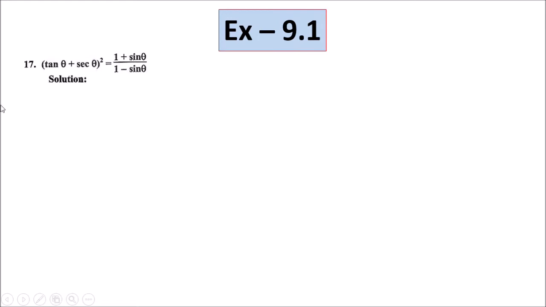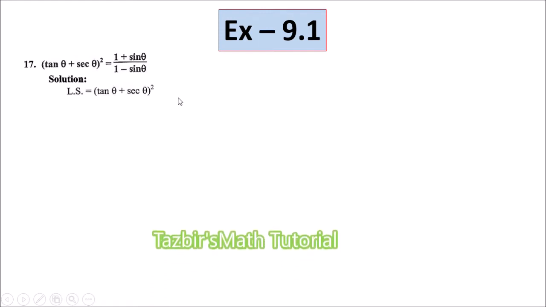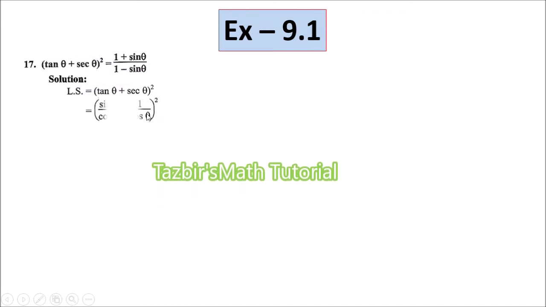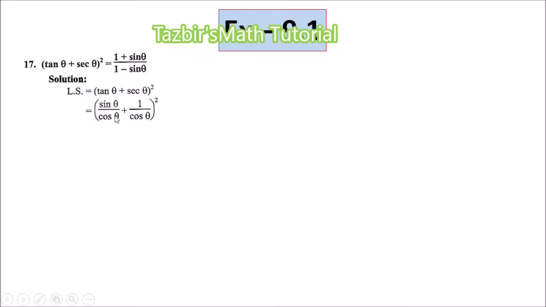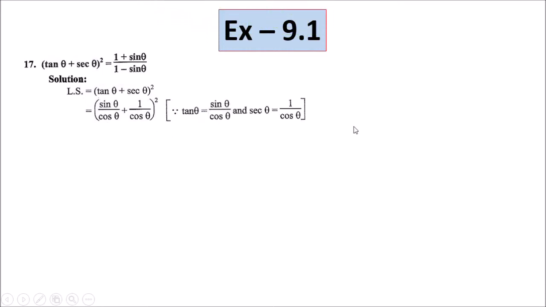So here number 17, tan theta plus sec theta whole square equal to 1 plus sin theta by 1 minus sin theta. So here is the solution. In the left hand side, you can see tan theta plus sec theta whole square equal to, I am just converting into sin theta by cos theta, 1 by cos theta. You know this formula. Okay, so here the addition, the denominator is same here.